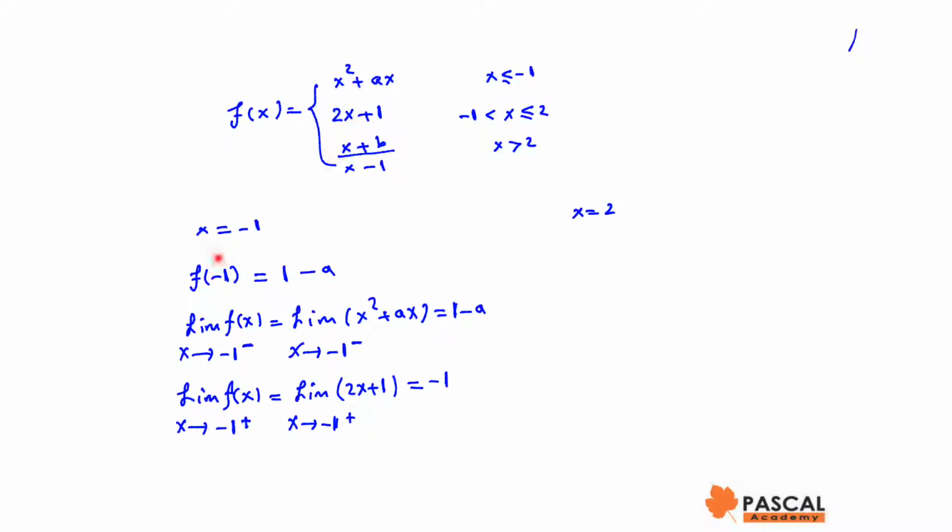f(x) is continuous at -1 if 1 − a and -1 are equal. This means a is equal to 2.